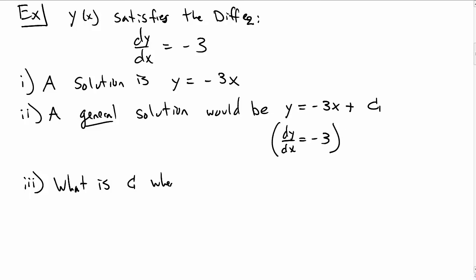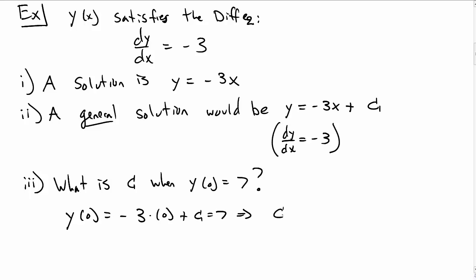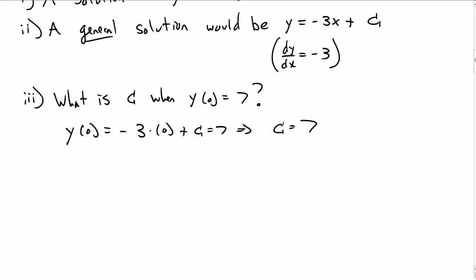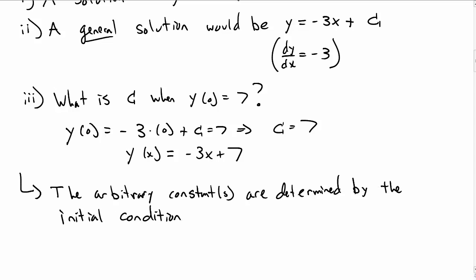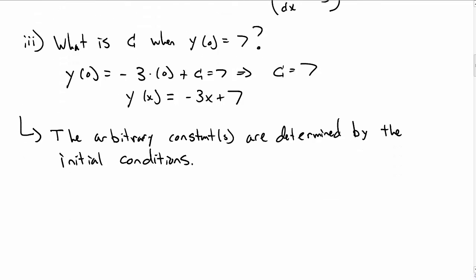What, for instance, would the value of c be if y at x equal to 0 is equal to 7? So we plug that into our equation, and we find that c must be equal to 7 in that case. So we say y of x would then be minus 3x plus 7 when we impose our initial condition. And this is pretty general. The arbitrary constant or arbitrary constants in your solution are going to be determined by your initial conditions. But before you impose your initial conditions, you know nothing about them. You have to leave them fairly arbitrary.